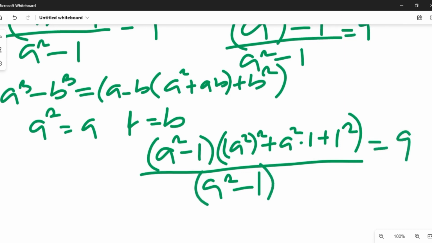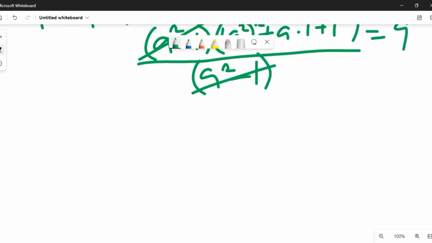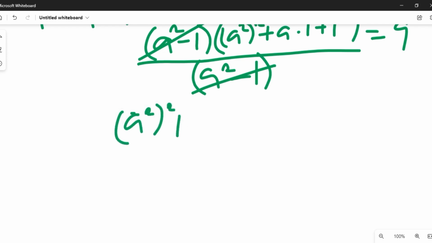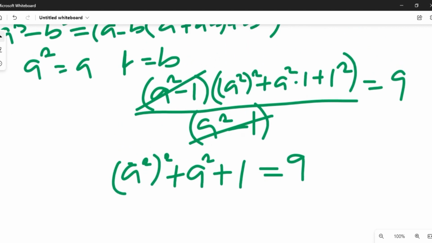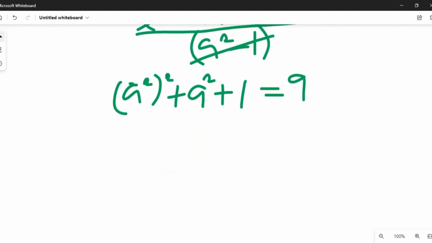Now see that we have two expressions that are common, a square minus 1. A square minus 1 will clear a square minus 1. So we'll be left with (a square) squared plus a square plus 1, and that will be equal to 9.